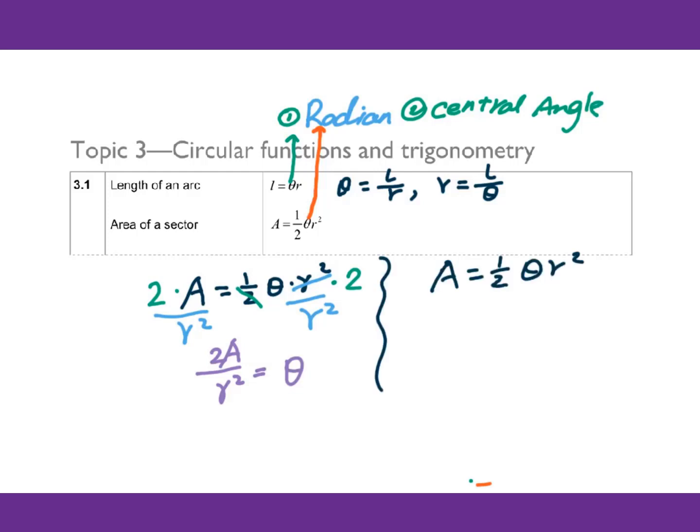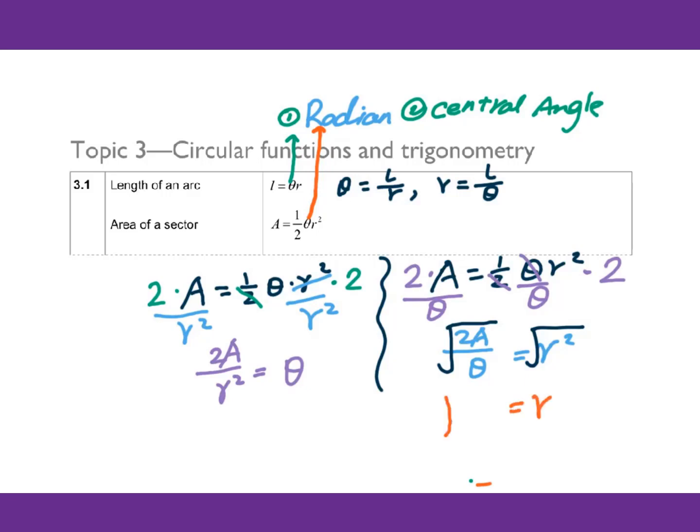If I want to solve for R, the radius, we know this is a power pattern. Therefore, you need to isolate this R squared on one side. I get rid of this 2 by multiplying both sides by 2. I want to get rid of this theta, so I have to divide by theta on both sides. So I got R squared equals 2A over theta. How can I get the R? I have to take the square root of both sides. Therefore, I got R equals the square root of 2A over theta.